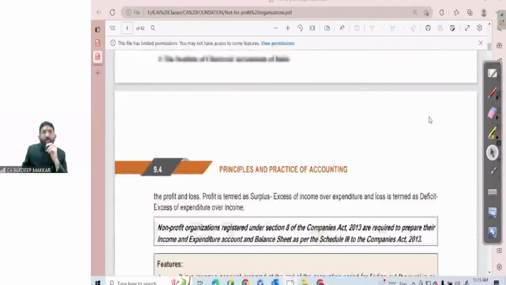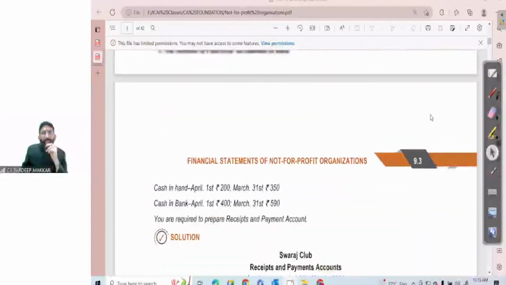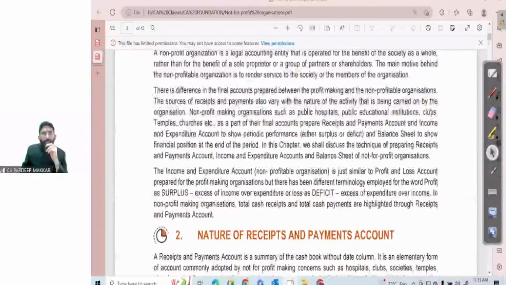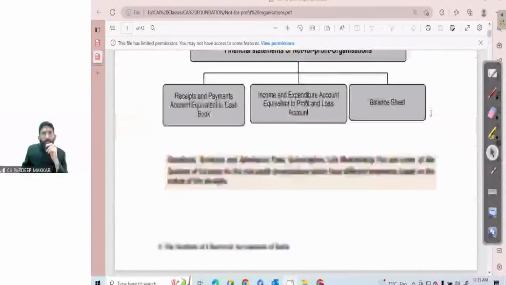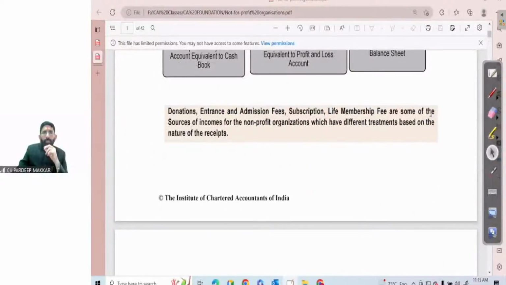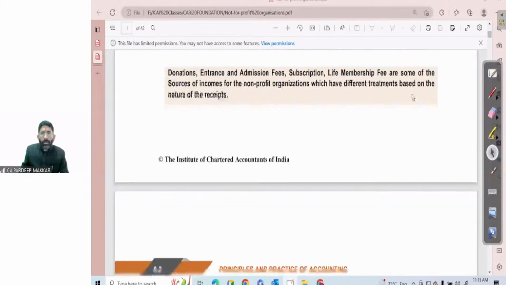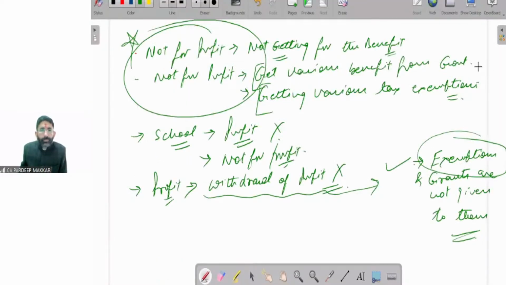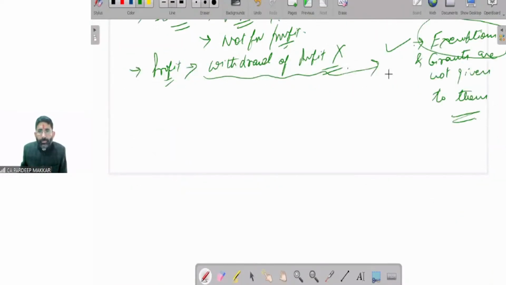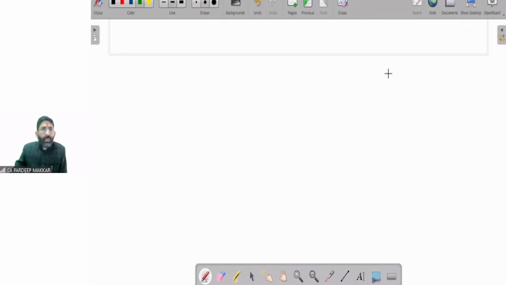Let's talk about the first word, that is donation. So what is the meaning of the word donation? Donation का meaning क्या होता है?